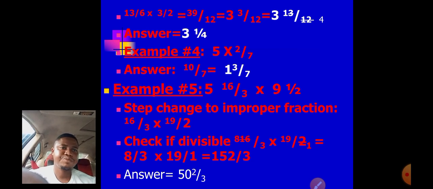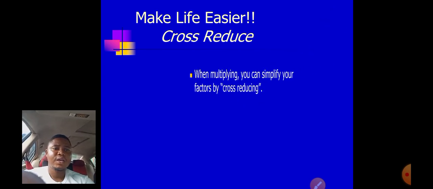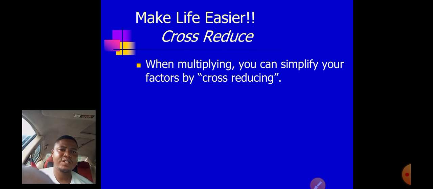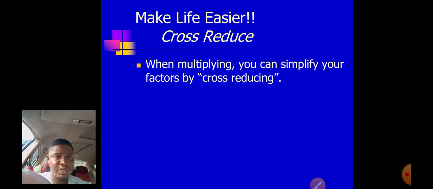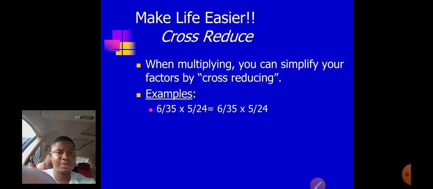So I think this will be my last example on multiplying fractions. When multiplying fractions, you can simplify your factors by cross reducing. That's what I just did there. I simplify my factors by cross reducing. Now, do that here, for instance, in your mind.